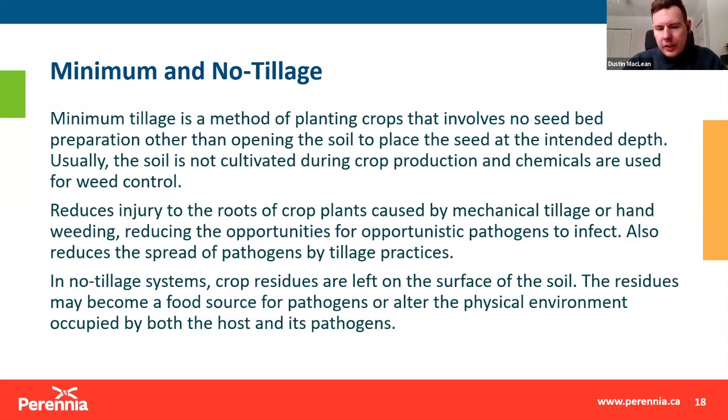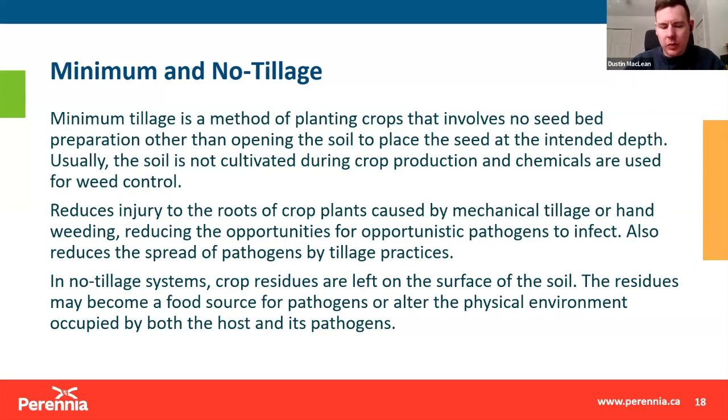In no tillage systems, crop residues are left on the surface of the soil. The residues may become a food source for pathogens or alter the physical environment occupied by the host and its pathogens. The effect of tillage practices on the soil microflora is often overlooked. Many of these organisms are competitors or antagonists of soil-borne pathogens. Minimum tillage practices are thought to promote greater microbial antagonism in the vicinity of roots than normal cultivation practices.